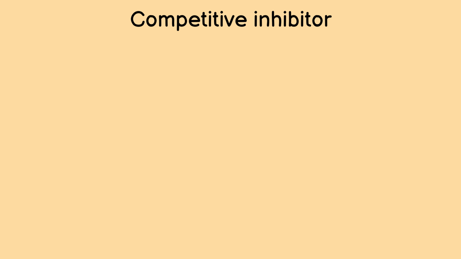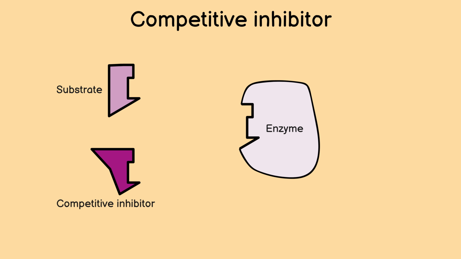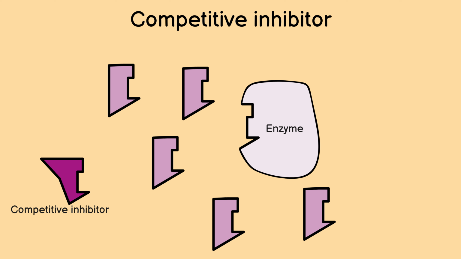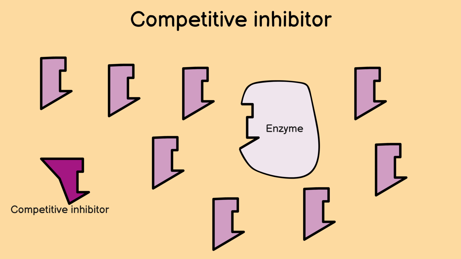First up, competitive inhibitors. They look similar to the substrate and compete for the active site on the enzyme. Imagine two people trying to fit the same key into a lock. Only one can win. If the inhibitor binds first, the real substrate is blocked. By increasing the concentration of substrate and outnumbering the inhibitors, we can overcome these inhibitors.